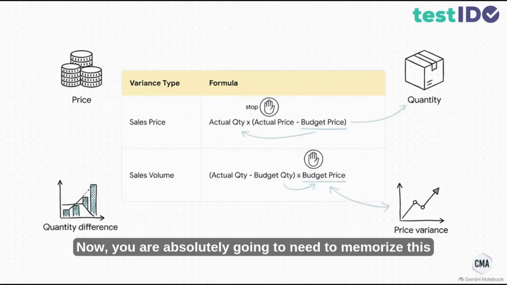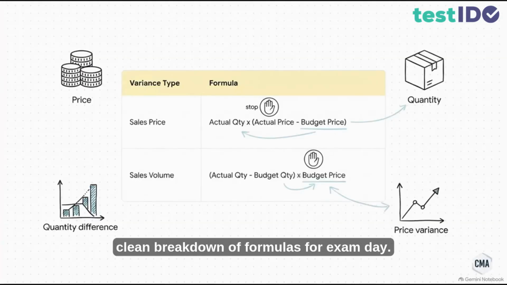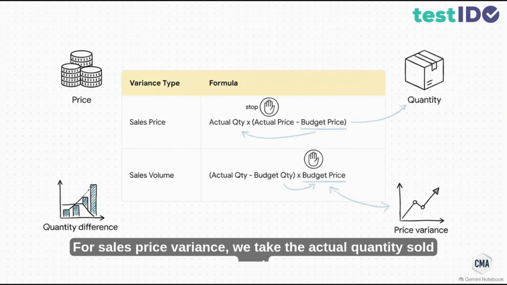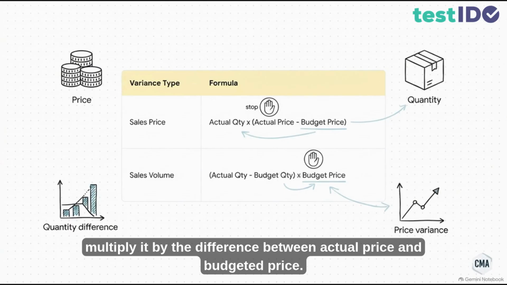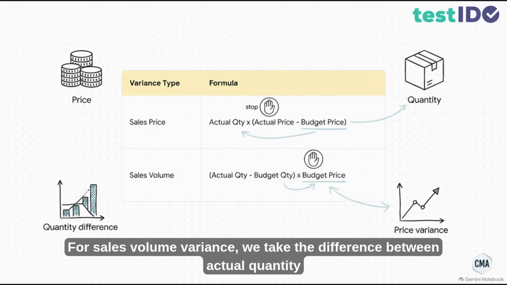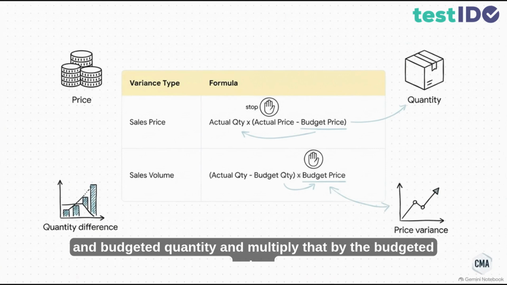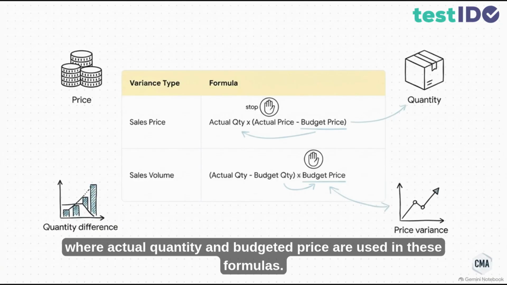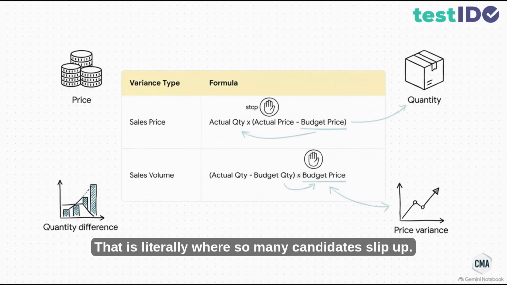Now, you are absolutely going to need to memorize this clean breakdown of formulas for exam day. For sales price variance, we take the actual quantity sold and multiply it by the difference between actual price and budgeted price. For sales volume variance, we take the difference between actual quantity and budgeted quantity and multiply that by the budgeted price. As your teacher, I'm telling you, pay special attention to exactly where actual quantity and budgeted price are used in these formulas. That is literally where so many candidates slip up.